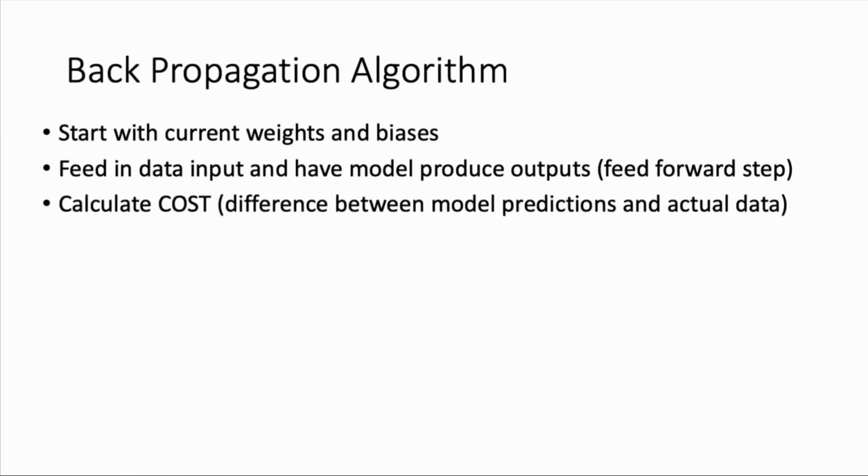We calculate the cost. One common cost function would be to average over all the squared errors, which is the difference between our model's current output and the output we want the model to have in order for it to predict the data.